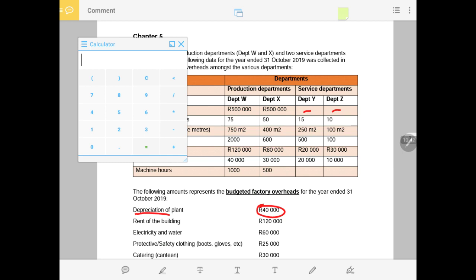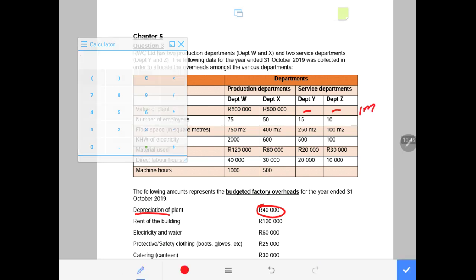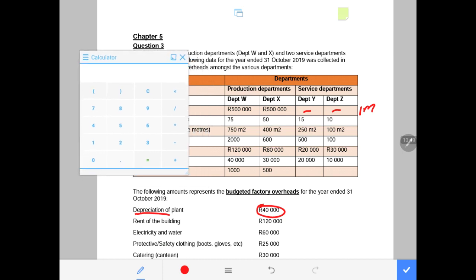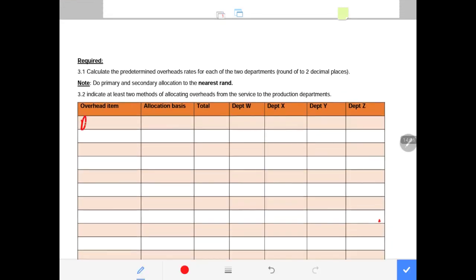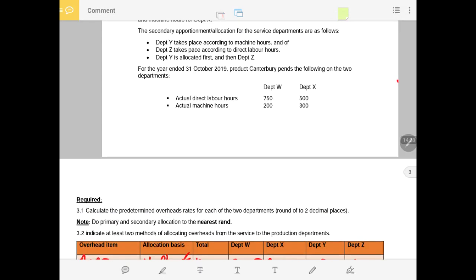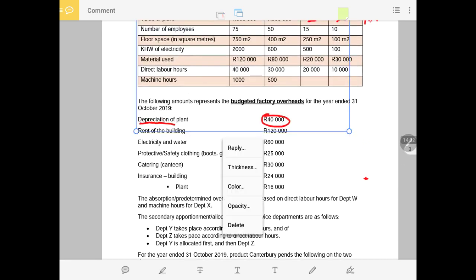We now have to say 500,000 plus 500,000 will give us a total of 1 million. Then for the first department, which is department W, it is 500,000 divided by 1 million, and we multiply this by 40,000, the amount that we are allocating. That means the depreciation of the plant will be 20,000 in each of the two departments. Depreciation of the plant, basis of allocation is the value of the plant, and the total is 40,000 rands. For this department it is 20,000, for the second department 20,000, and we don't have the plant in the service departments, so that will be 0 or a dash. Then we have allocated our depreciation of the plant.